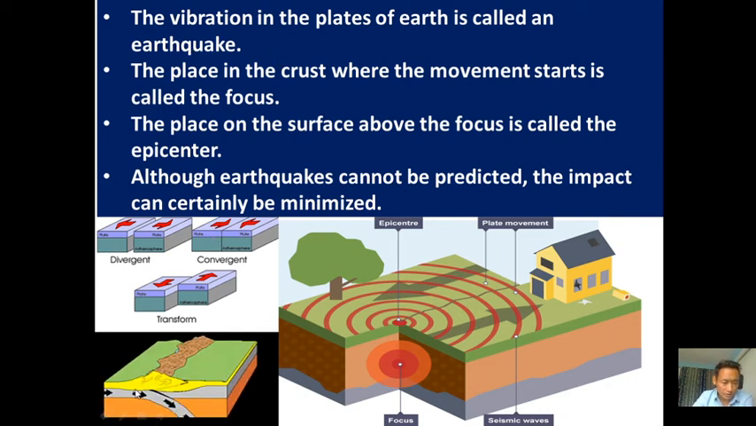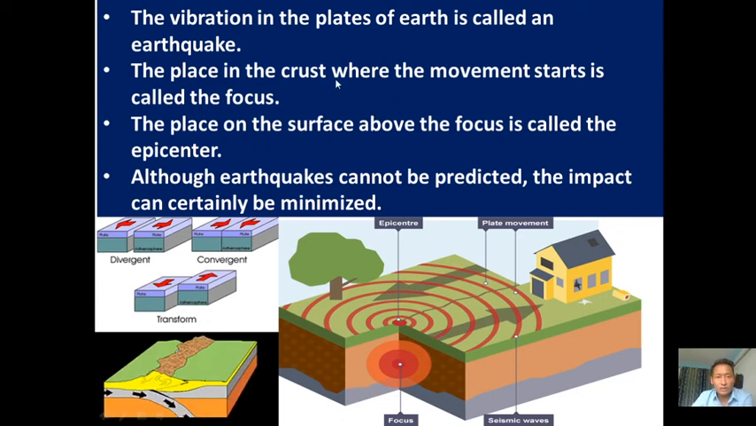If we study this image here, two tectonic plates are converging together and colliding with one another. It leads to the formation of mountains. When two tectonic plates collide, they rub against one another and generate vibrations. These vibrations are called an earthquake.